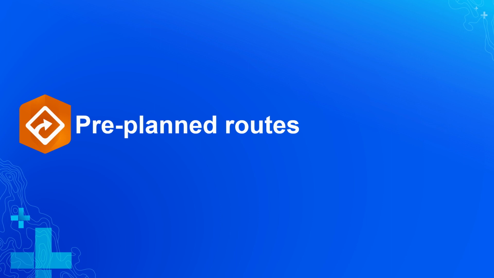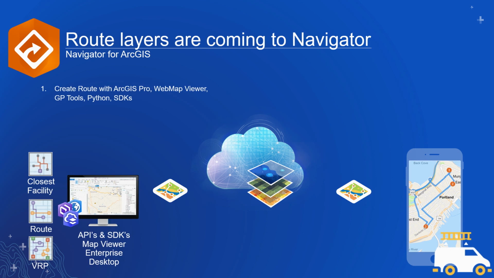Another thing that we mentioned earlier that I want to talk about more are pre-planned routes. Those pre-planned routes are those route layers that you've been able to create for a long time, put them up into ArcGIS, and then Navigator can pull them down and consume them.